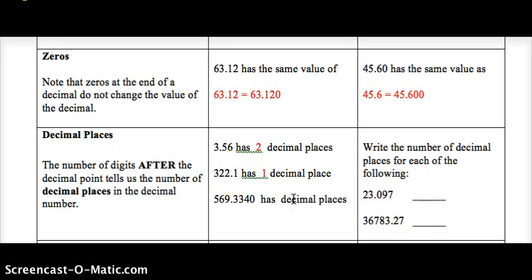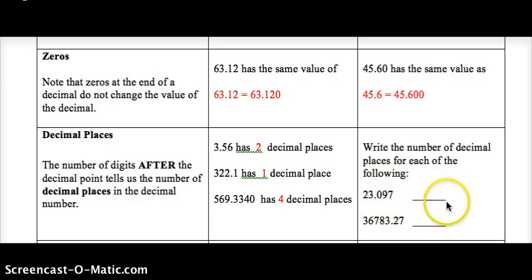And looking at our last number there, now girls, I know the 0 does not change the value of the decimal. But you still do have 1, 2, 3, 4 digits after the decimal point. So this number here still has 4 decimal places because there are 1, 2, 3, 4 numbers after the decimal point. So girls, why don't you pause the video now and just attempt these 2 questions over here. So please write the number of decimal places for each of those 2 numbers there.